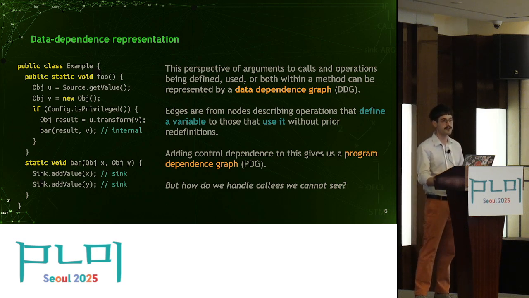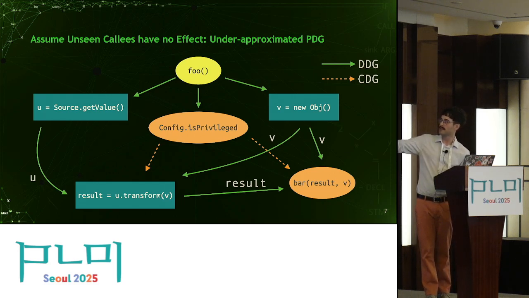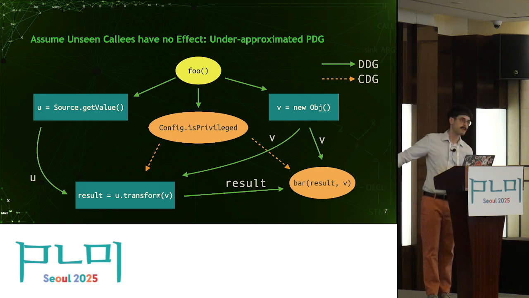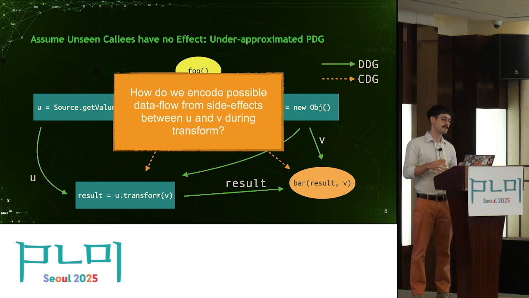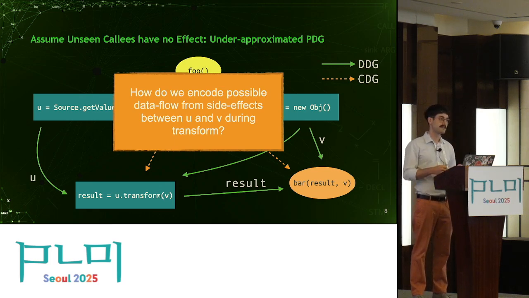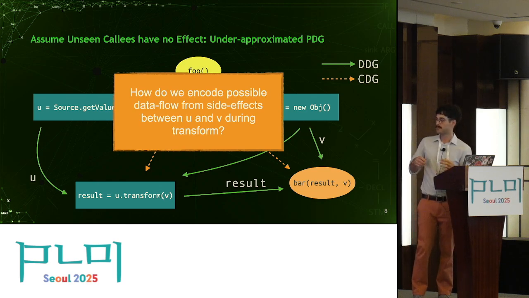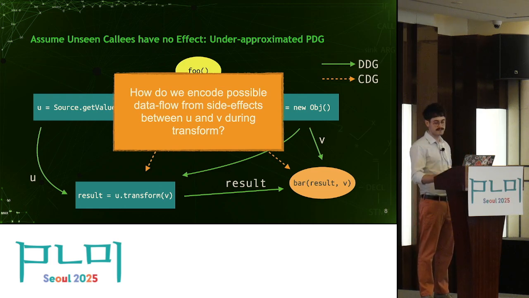These are the external libraries that we are ignoring. In the blue rectangles we have the declarations, and we can see at the top that U and V go to our u.transform(v) result, and that result goes to the internal call bar. But how do we encode the possible data flow side effects that happen in u.transform(v)? The data flow from V could affect the receiver U in some way. There could be side effects that set fields or load fields from the receiver to the result of the call, and so on. So that's really the big question: how is this going to be encoded?